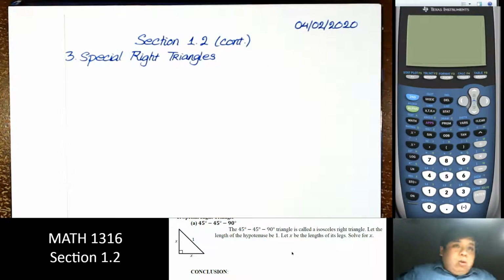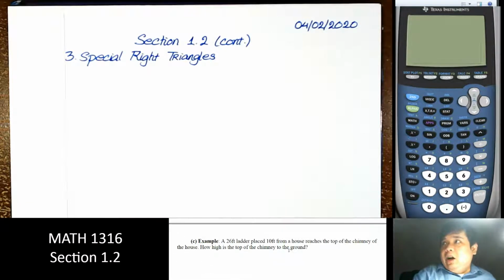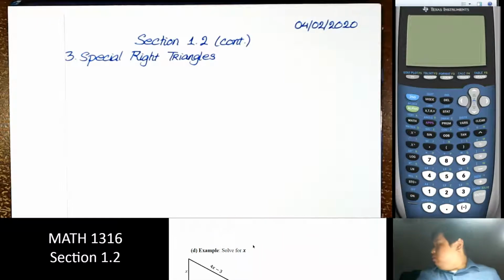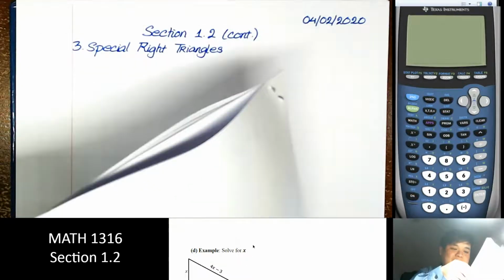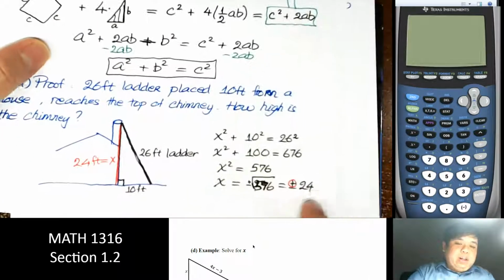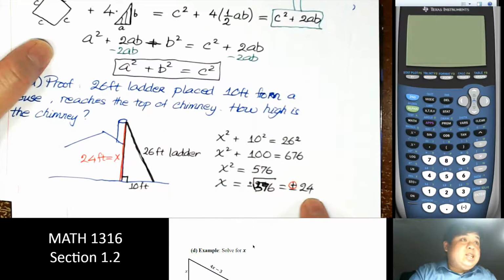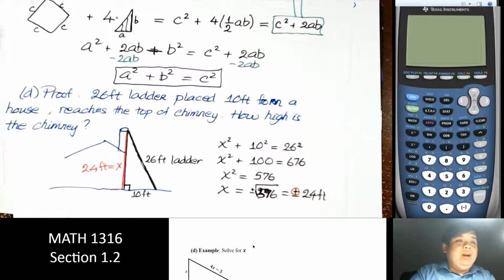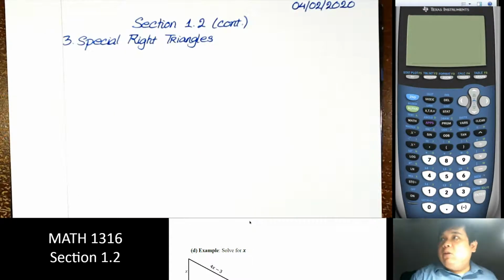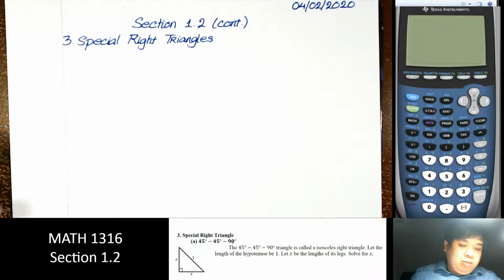Right. Special right triangles. I remember we stopped at this problem and we find... Yeah, this is what we have from last time. And we did that. We find the height of the chimney is 24 feet. So that's what we have. We skip this example. Now we go to the special right triangles.